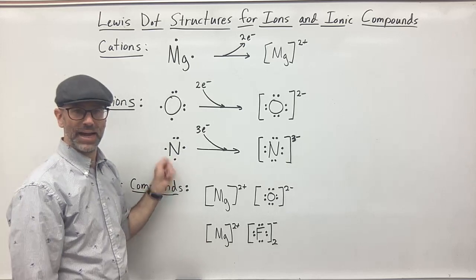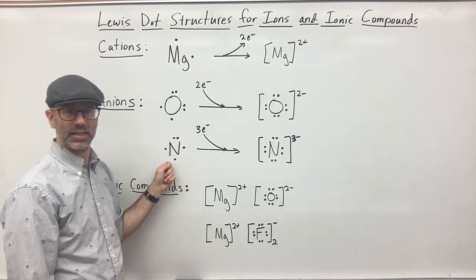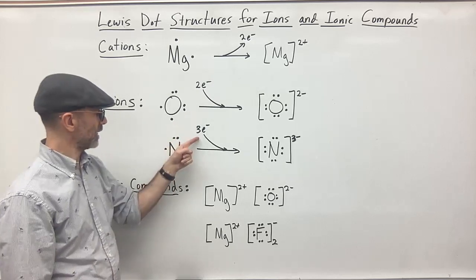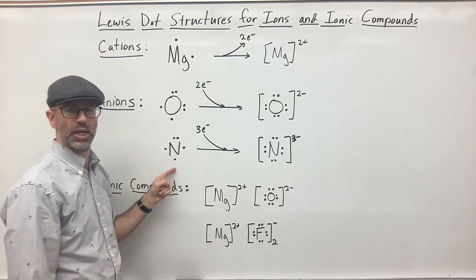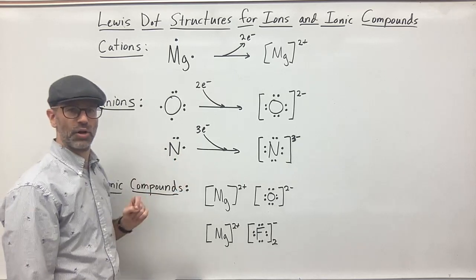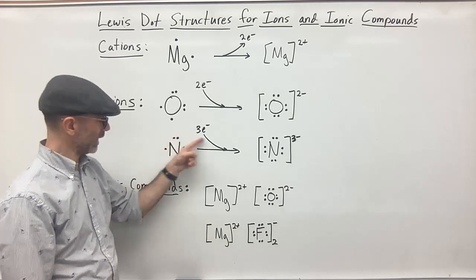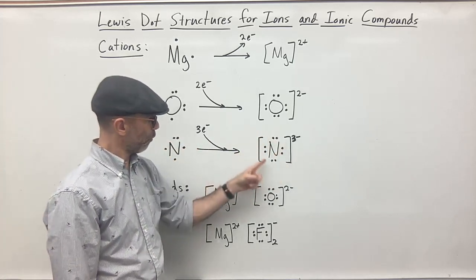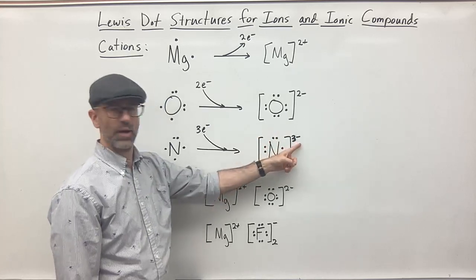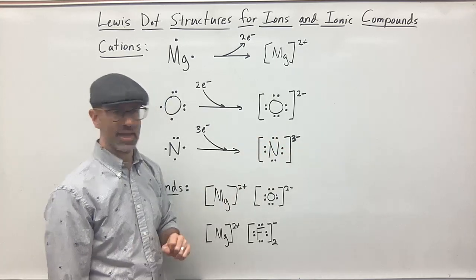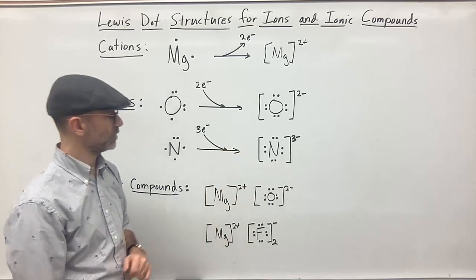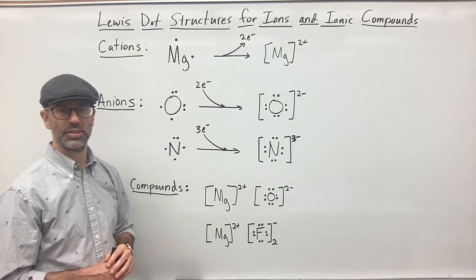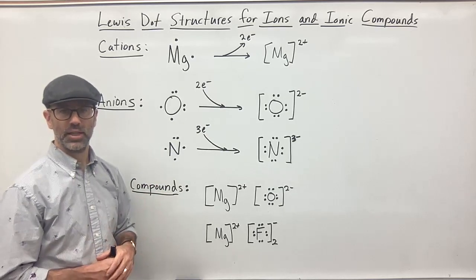Same thing for nitrogen. Here we have the Lewis dot symbol for nitrogen as a neutral atom. It wants to gain 3 electrons because it has these 3 unpaired electrons, and it would love to pair those up to get that octet. So it gains the 3 electrons, and so now it has the octet, the 4 pairs of electrons, and then you have the negative 3 charge outside of the brackets. So that's how you write the Lewis dot symbol or structure of the anions.